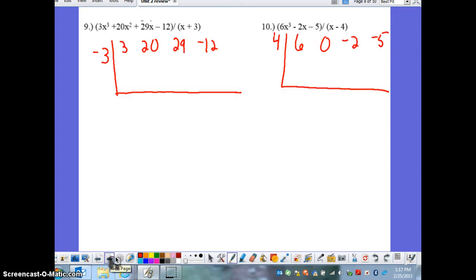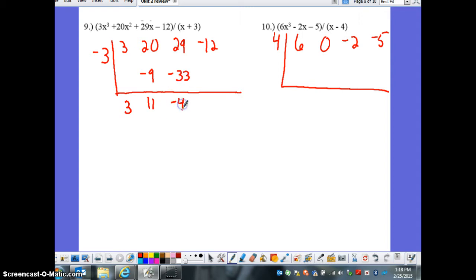Number 9 and 10, this is the synthetic division. I already have this set up for us here. All right, so remember you have to take all the coefficients, write them out, 3, 20, 29, negative 12, and number 9. And it's always the opposite of what this is. Set this equal to 0 and solve, you get the negative 3. Bring your first 3 down, and then multiply, you get negative 9. Add together, and you get 11. Multiply, negative 33. Add, you get negative 4. Multiply, you get 12. Add, you get 0.